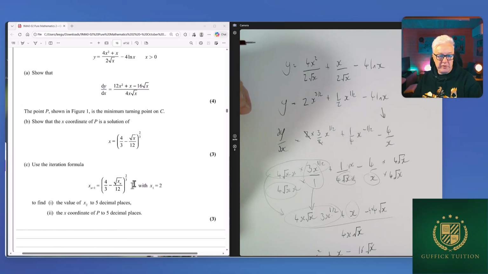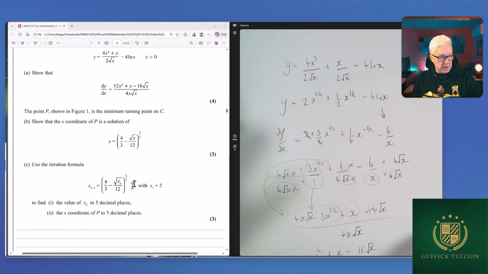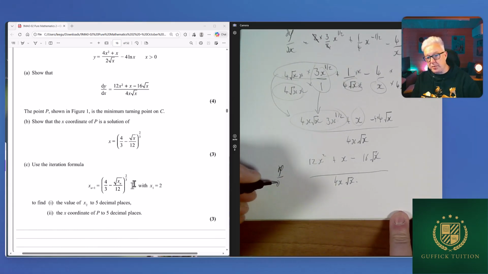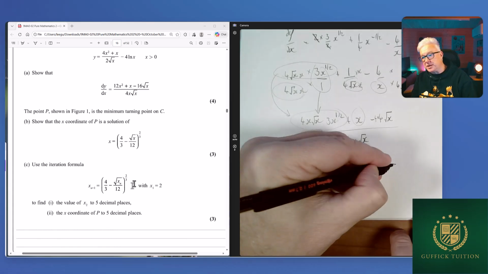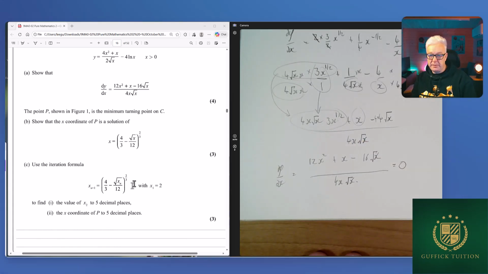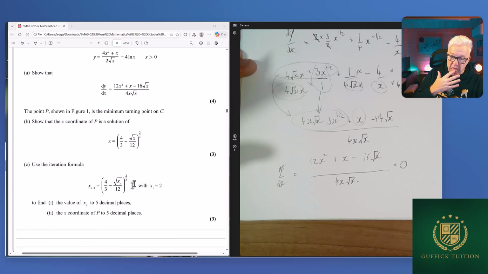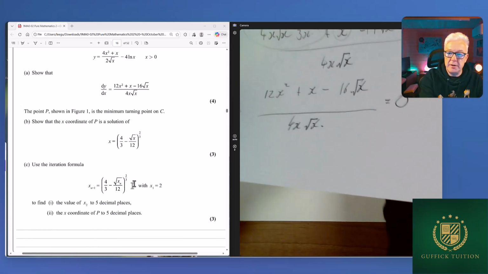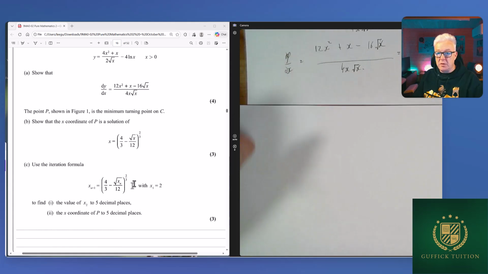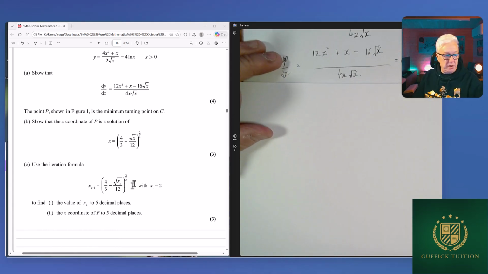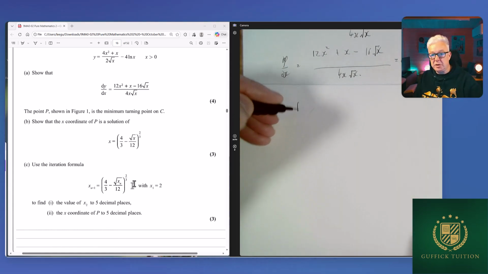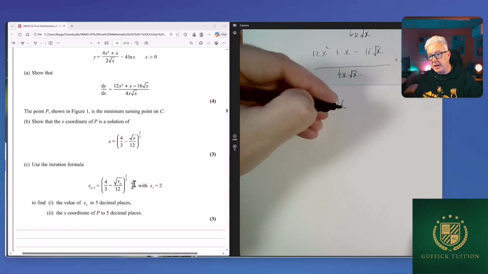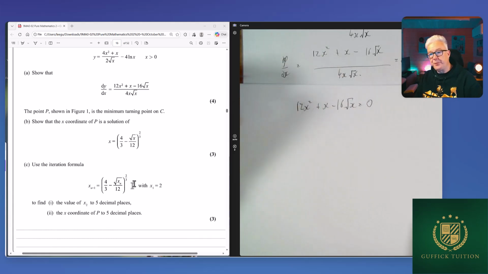Show that the x coordinate of P is a solution to that equation. So what they're getting at here is that this dy by dx should be taken and put equal to 0 for a turning point. Now, the only way that this expression here can equal 0 is if the numerator is 0. Okay, so let's imagine 12x squared plus x minus 16 root x equals 0.